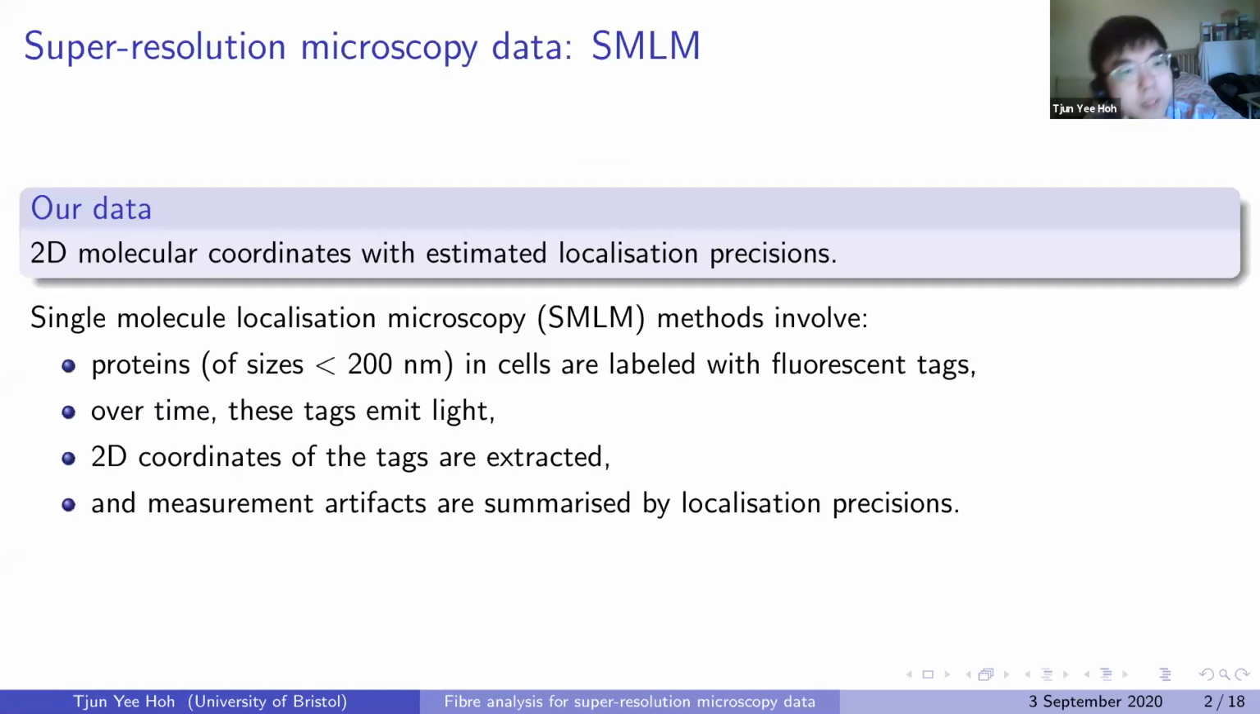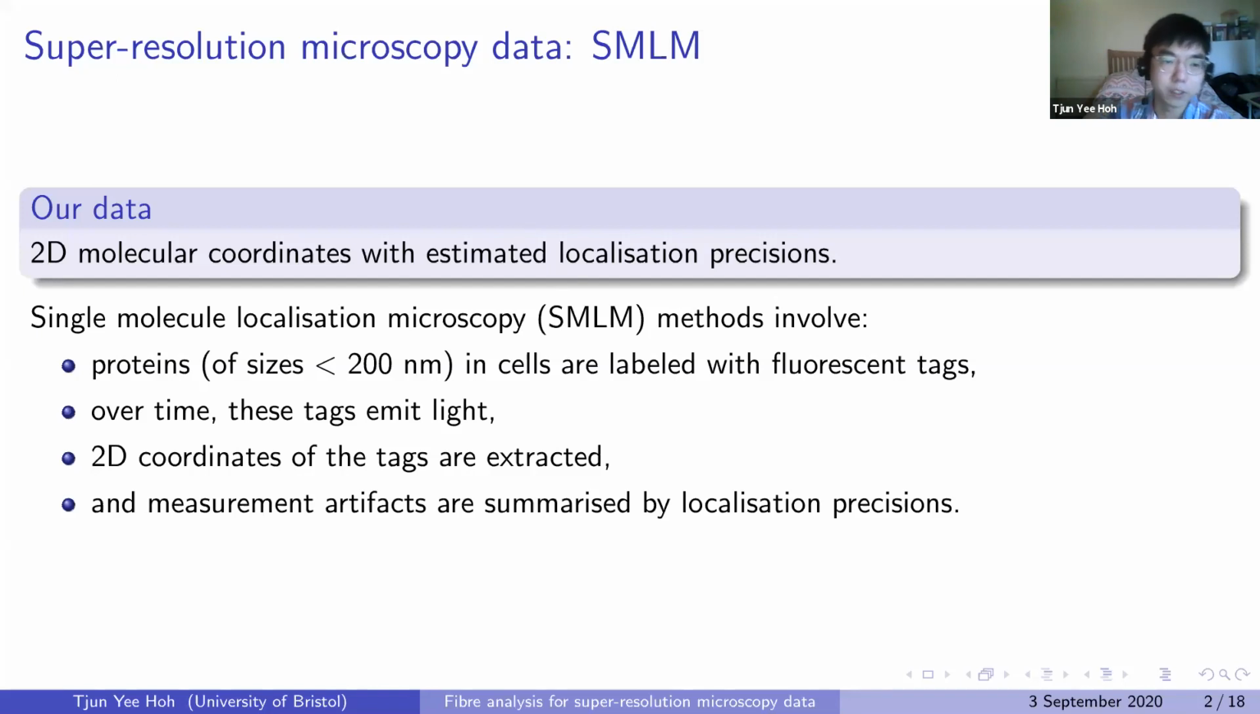So first off, what is super resolution microscopy and what does the data look like? So traditional optical microscopy is hindered by the fact that it cannot bypass the diffraction limit of light. So structures that are smaller than 200 nanometers in size cannot be resolved properly. Super resolution microscopy techniques bypass that limit. And one technique that we'll be using today is the single molecule localization microscopy technique, so SMLM for short.